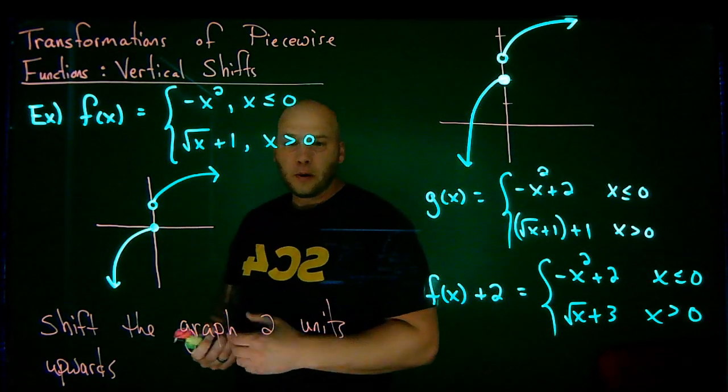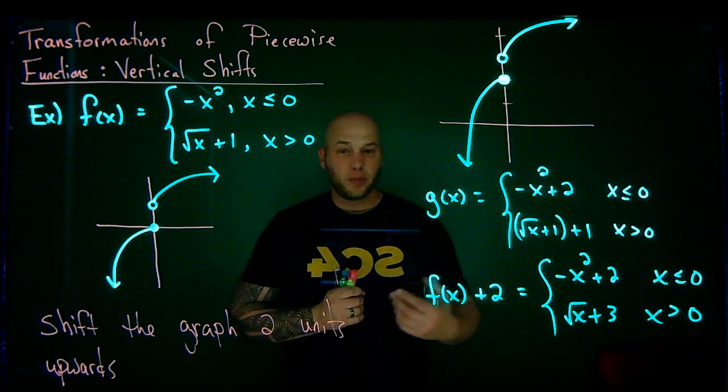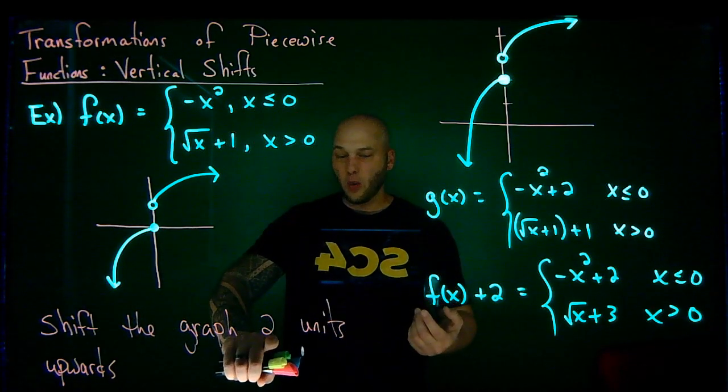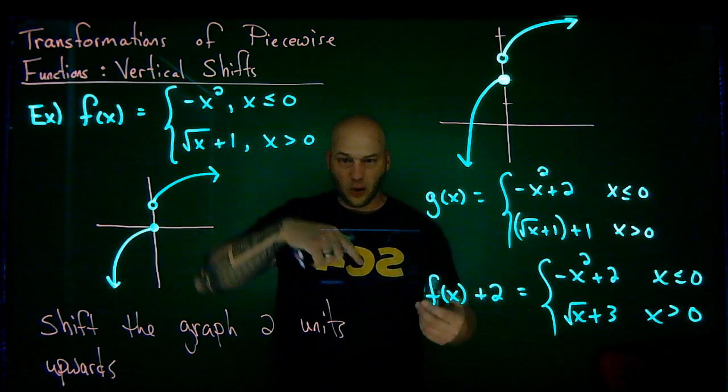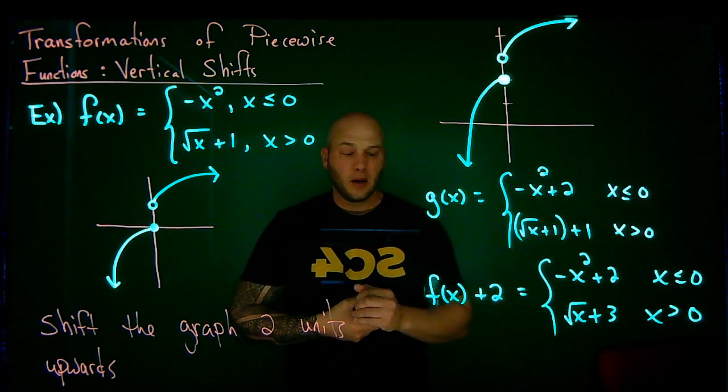All right, in practice, that's how I'm going to do a vertical shift: I'm simply going to add whatever constant, or subtract if it's a shift downwards, to the function expressions and leave the domain restrictions alone.